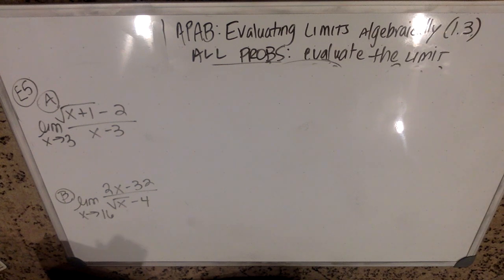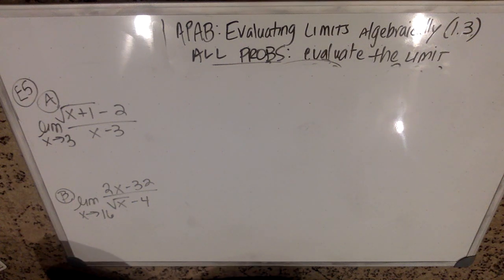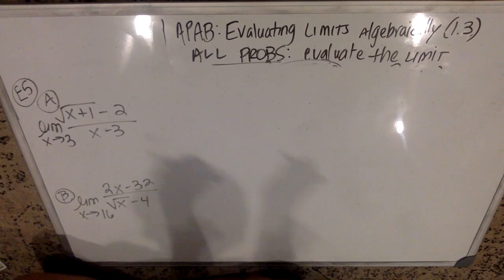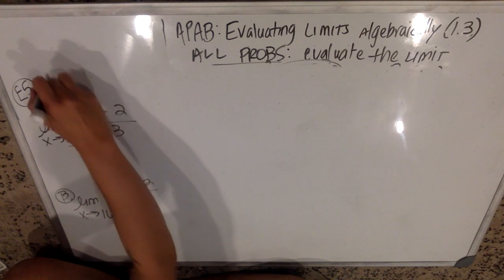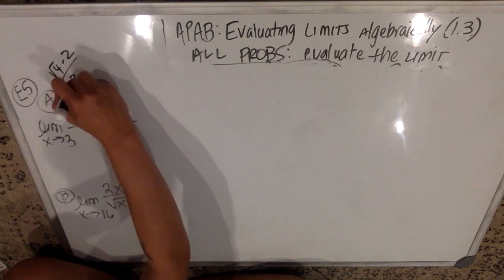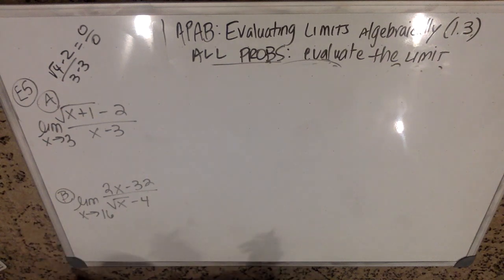Okay, so let's look at E5. I gave you an A and a B because I know this is the thing that most of us are probably less comfortable with, so I thought we should probably practice it a little bit extra. So when I plug in, and I should plug in, even if it's just in my own head, right? When I plug in for A, I'm going to get root 4 minus 2 on top of a 3 minus 3, which is definitely 0 over 0, right? Because it's 2 minus 2 over 3 minus 3.